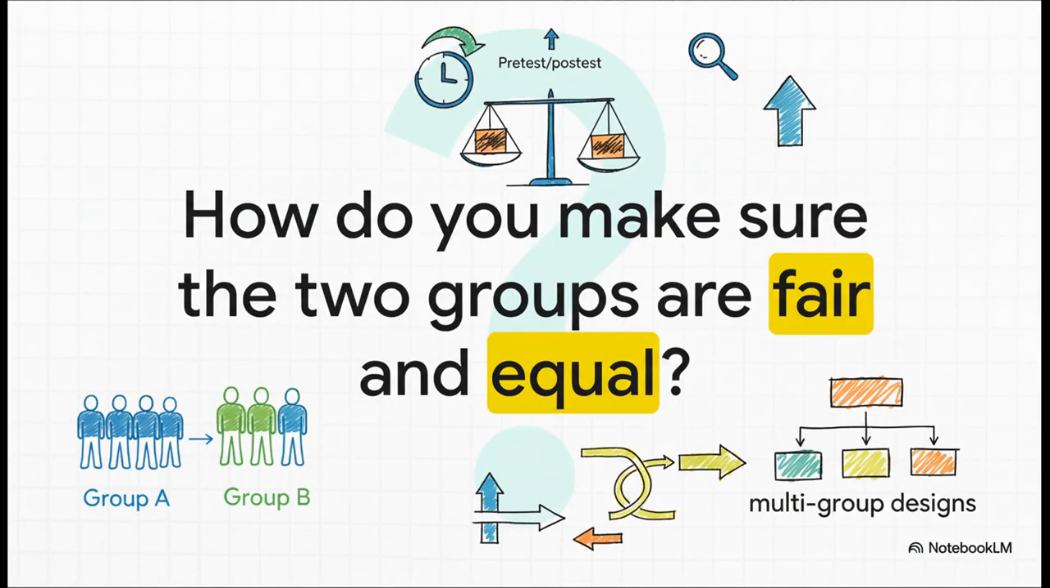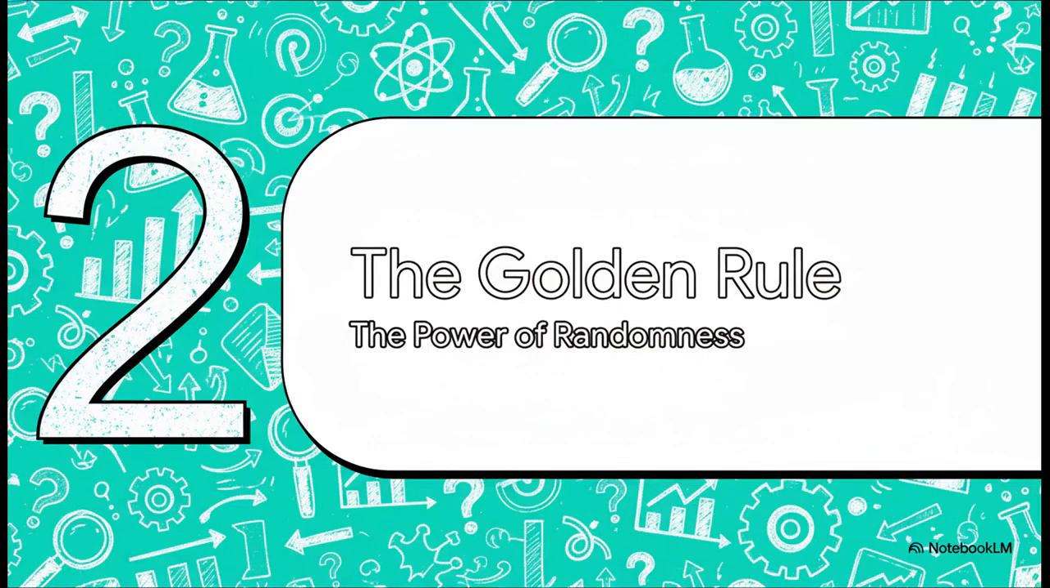Okay, this is such a critical question. Think about it. If one group of cockroaches was just naturally faster from the beginning, your whole experiment is worthless, right? Your results would be totally misleading. So how do you make sure you're actually comparing apples to apples? The answer is what I like to call the golden rule of experimental design. It's the power of randomness. This one principle, random assignment, is the secret sauce that makes the whole comparison valid.